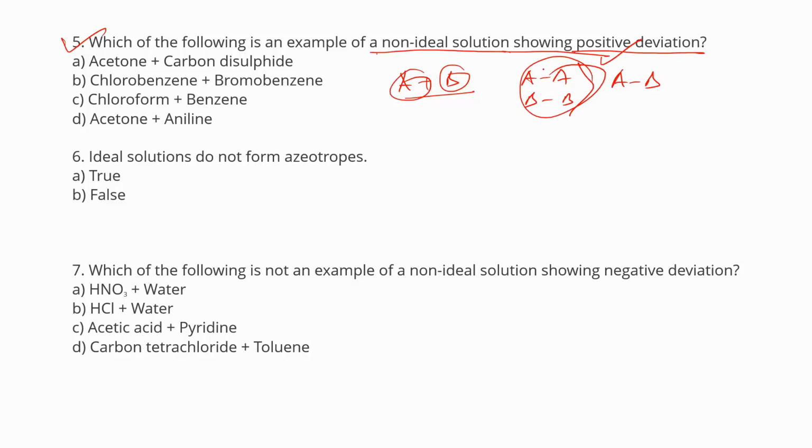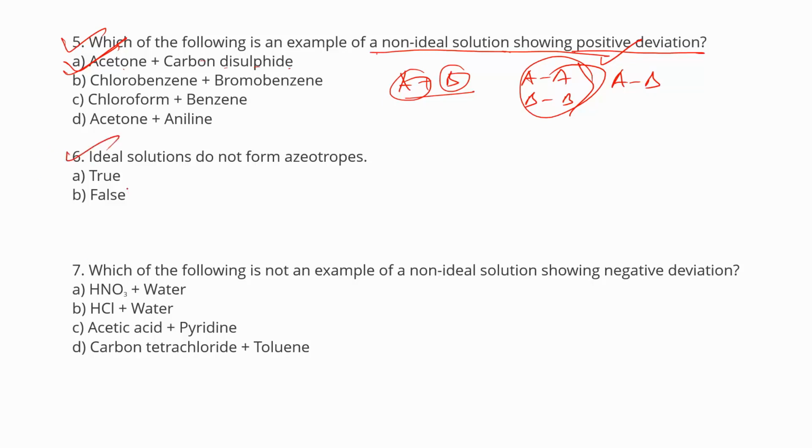But what will be the example? The correct answer is acetone and carbon disulfide. When these two components mix with each other and make a liquid solution, the acetone-acetone interaction is greater than the acetone-carbon disulfide interaction. So that type of solution is going to show the positive deviation.